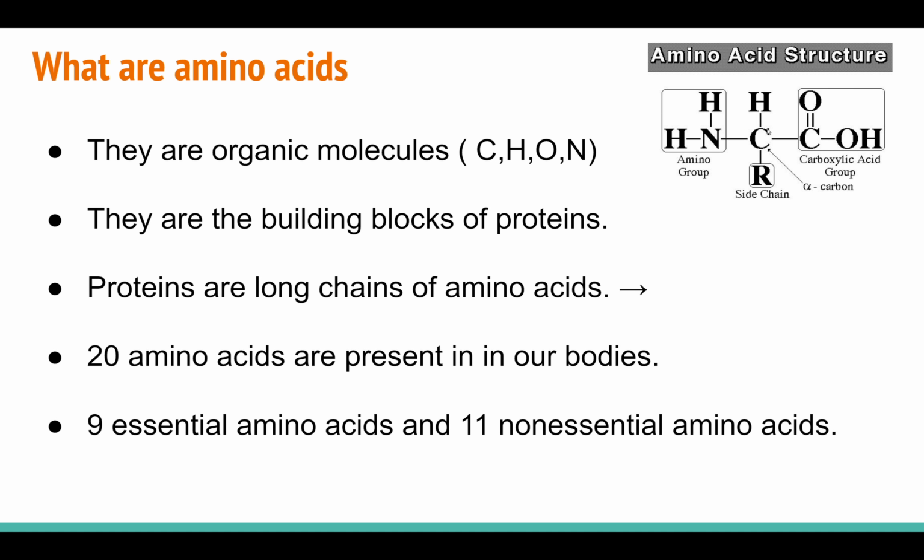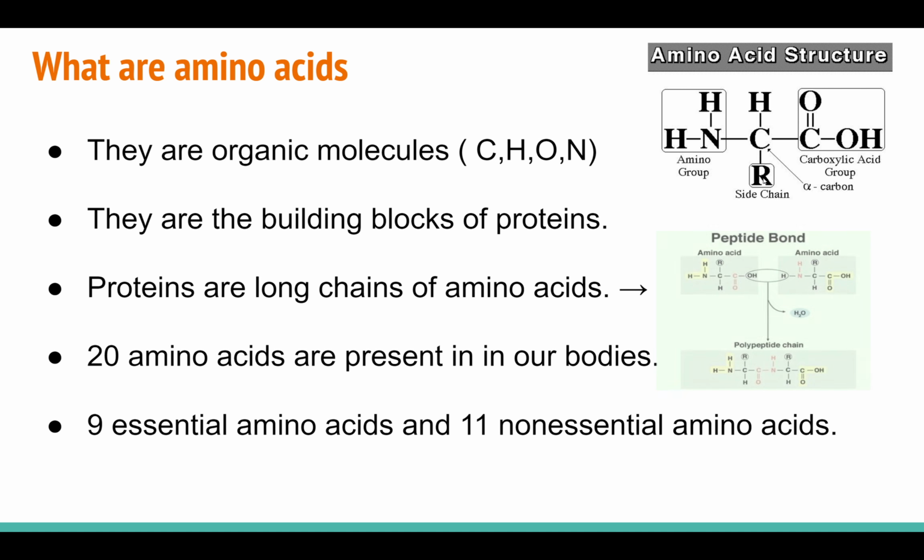So every amino acid that is present in the human body contains a central carbon atom, and this central carbon atom is often called the alpha carbon, and the alpha carbon is covalently bonded to four different groups. The first group on the list is the carboxylic acid group. The second one is the hydrogen atom. The third one is the amino group. And finally, the fourth one is the side chain.